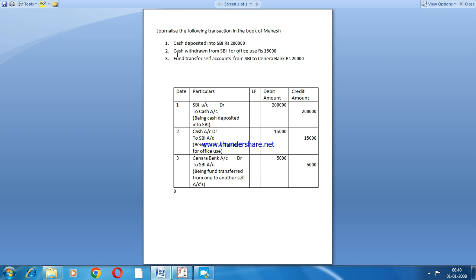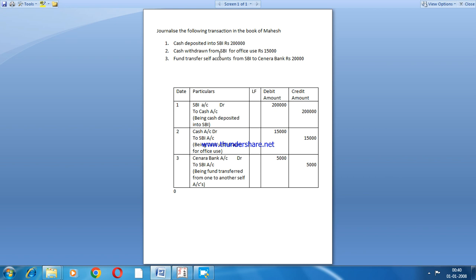So SBI account debit to cash account. The second one is cash withdrawn from SBI for office use rupees 15,000. When cash is withdrawn from SBI, SBI is the giver and we are receiving the cash. So cash account debit to SBI account. The cash balance increases when we withdraw the amount from the SBI account, and the SBI balance reduces.